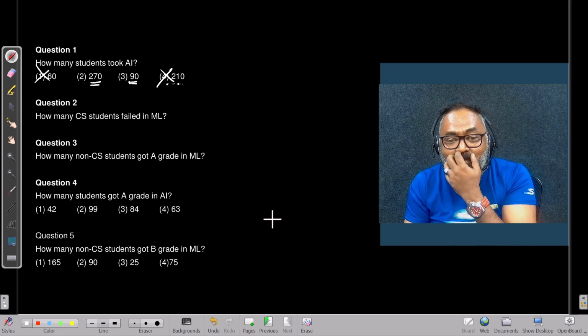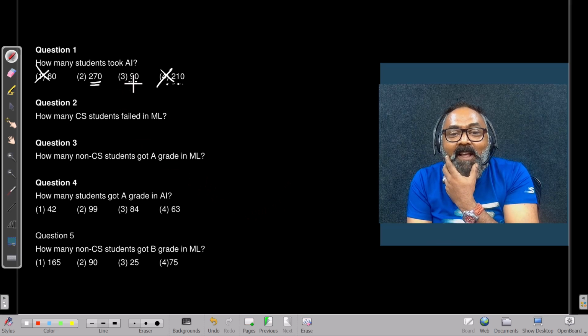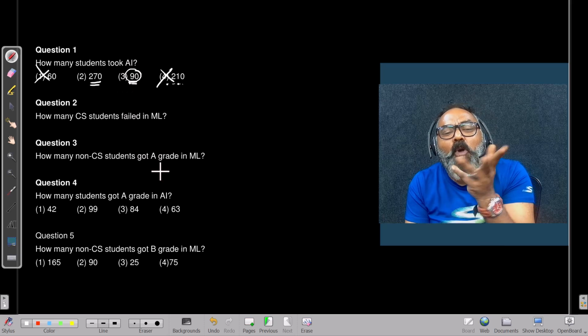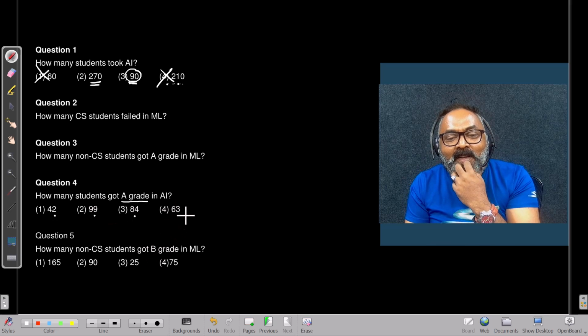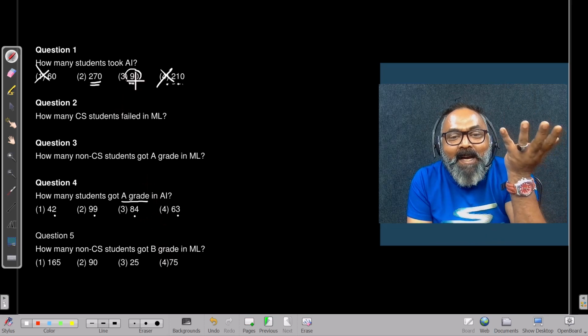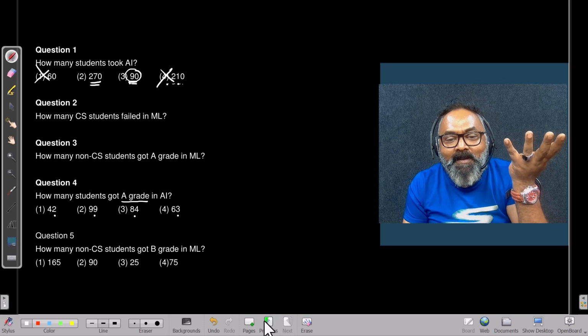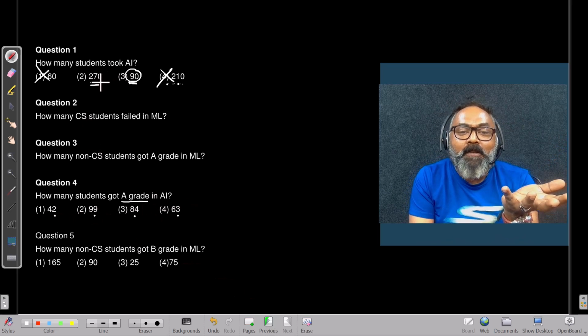The question is giving us data: the total number of students who took AI is, if it is 90, I'm already seeing some problems here. Then how many students got A grade in AI? It's 42, 99, 84, 63. That is too much. But if the total itself is 90, you will not get these values. It's very likely it's going to be 270.